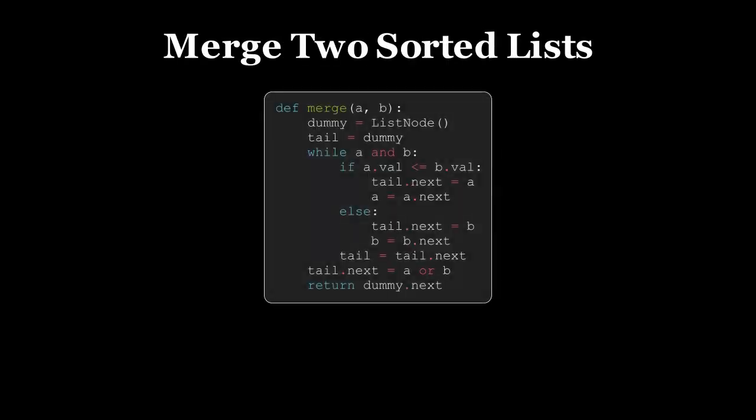Merging two sorted linked lists is even more elegant. We use a dummy head node to avoid edge cases, that way we always have a previous pointer to attach to. Walk both lists with two pointers, whichever has the smaller value gets spliced onto our tail. When one list runs out, attach what's left of the other. Dummy.next is the new head.